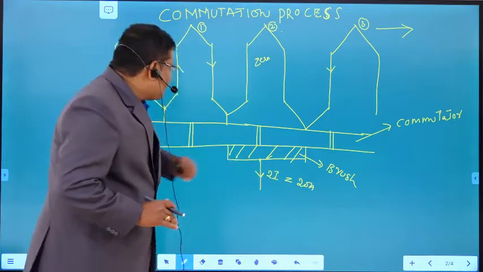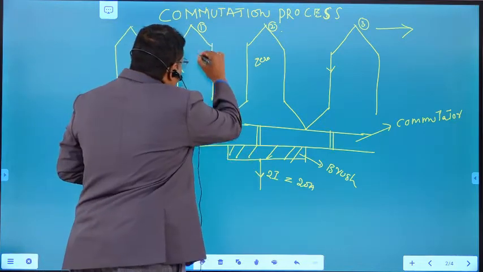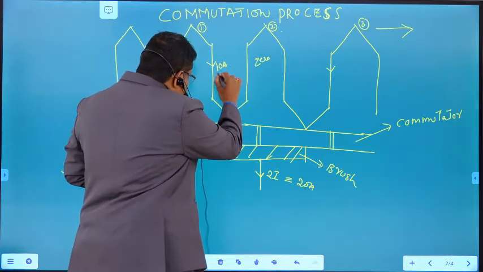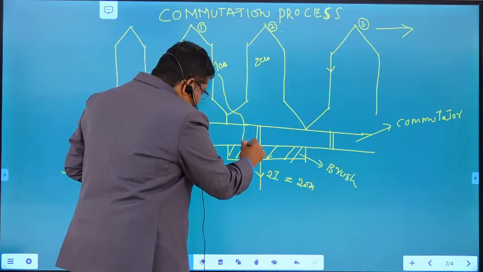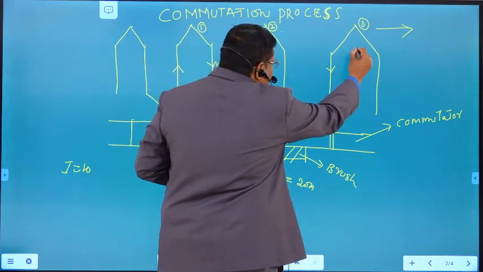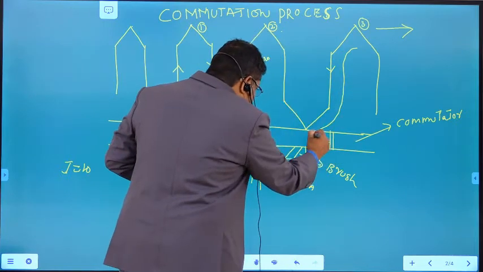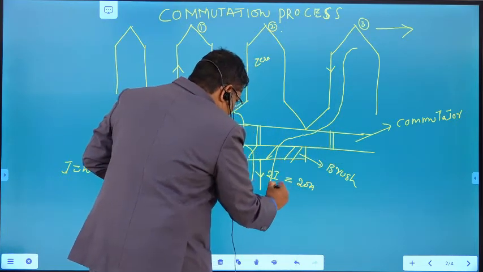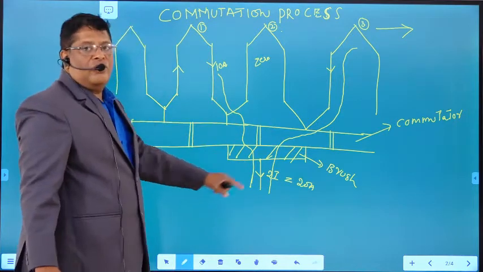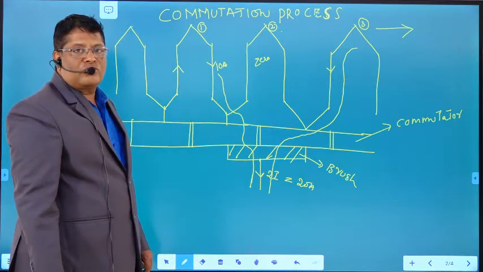How is this 20 amperes of current coming? From coil 1, 10 amperes of current is coming in this manner through the commutator segment and brush. Again from coil 3, the remaining 10 amperes of current is coming in this manner. The total 20 amperes of current goes through the load.